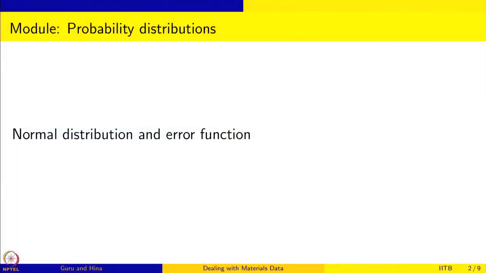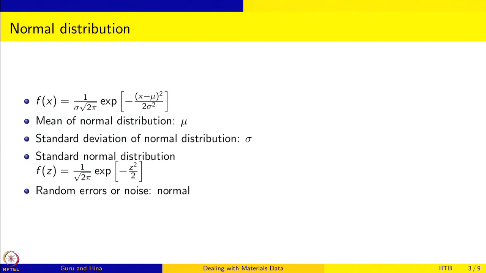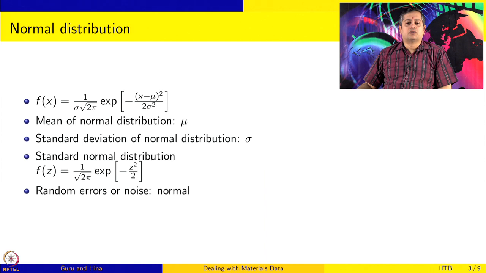And in this session, we are going to learn about the error function and how the normal distribution is related to the error function. Just to remind ourselves, the normal distribution is given by this expression. It is also known as the Gauss function. Sigma is the standard deviation and mu is the mean of the normal distribution. It is an exponential of minus x minus mu whole squared by 2 sigma squared, and there is a normalization factor in the front which is 1 by sigma root 2 pi.